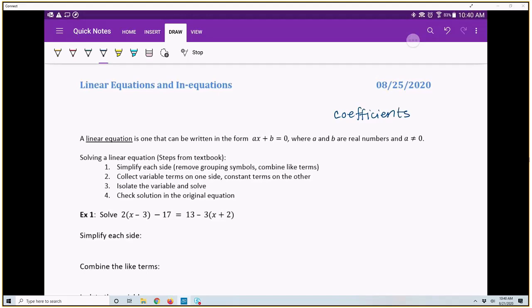So in practice, a lot of the times you're going to have numbers, like this could be 3x plus 2 equals 0, for example. So where 3 has replaced a and 2 has replaced b. So a and b are any real numbers. And a is not 0 because if a was 0, if this was 0x plus 2, then it would no longer make sense because 2 is not equal to 0.